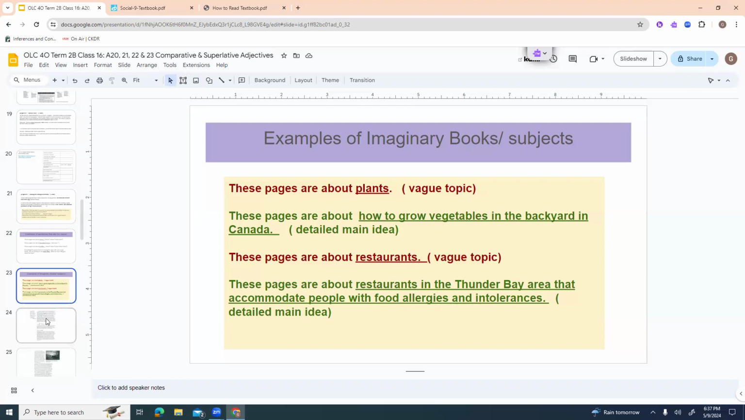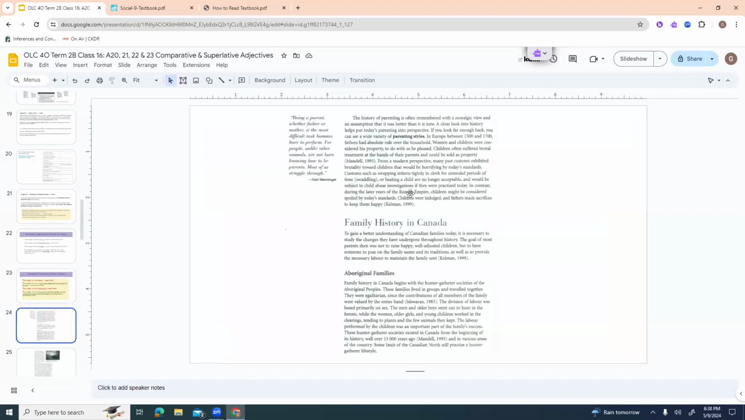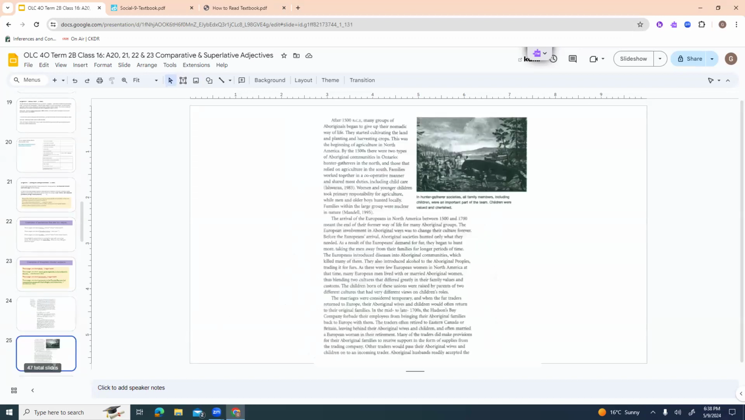So I don't have time to read all of this, but you can see I could read the first sentence. The history of parenting is often remembered with a nostalgic view and an assumption that it was better than now. Family history in Canada. To gain a better understanding of Canadian families today, it is necessary to study the changes that they have undergone through history. Aboriginal families. Family history in Canada began with the hunter-gatherer societies of the Aboriginal peoples. I'm just reading the subheadings and the first sentence.